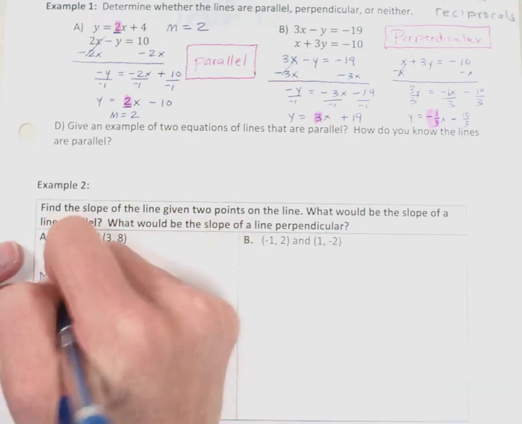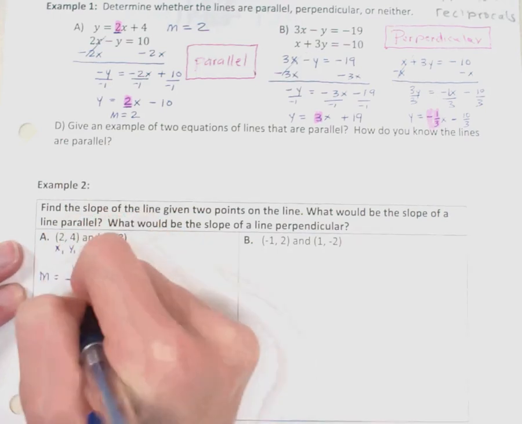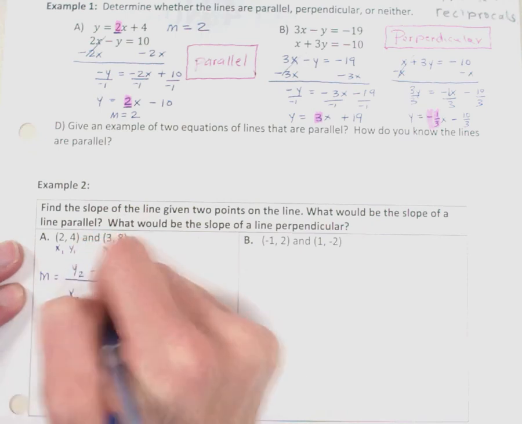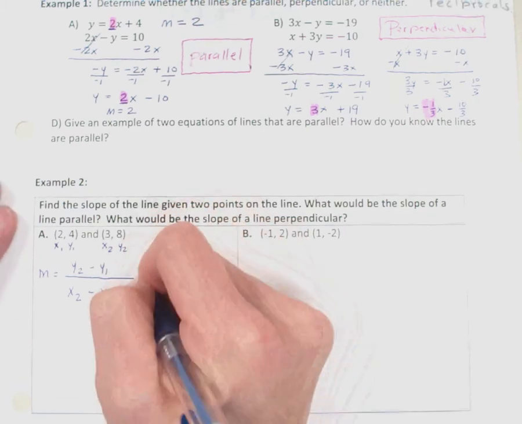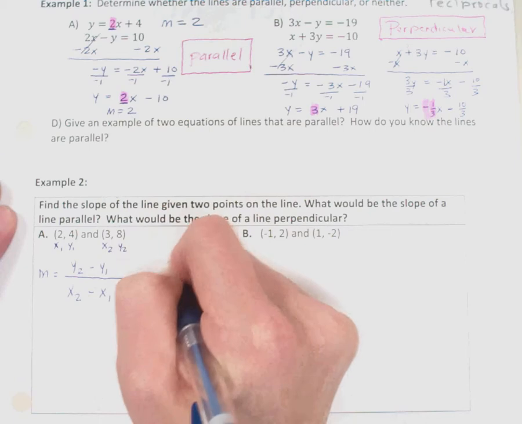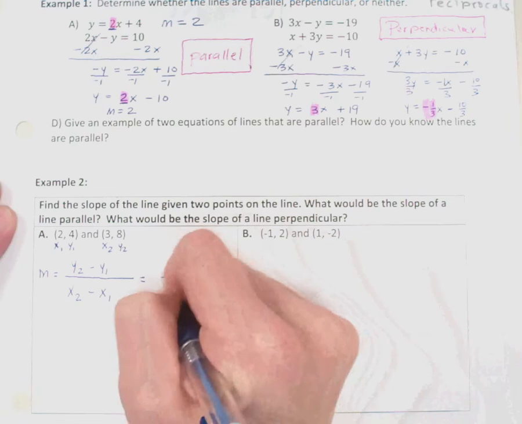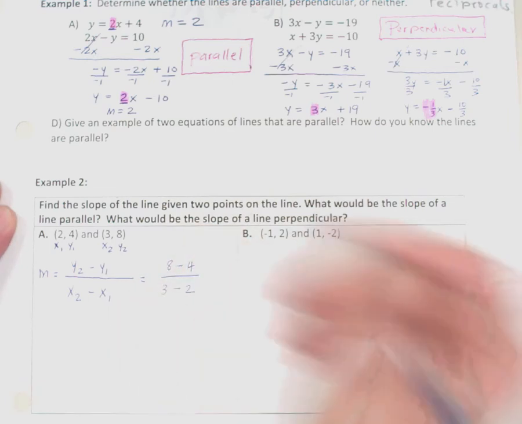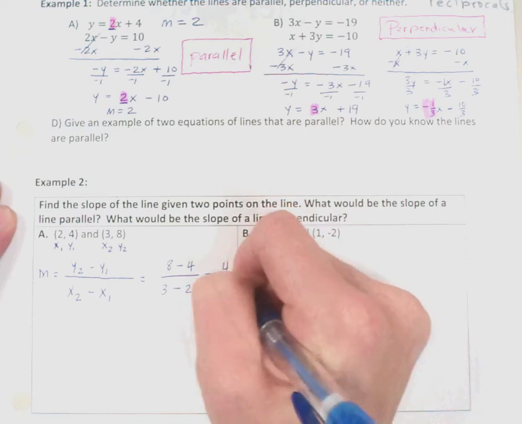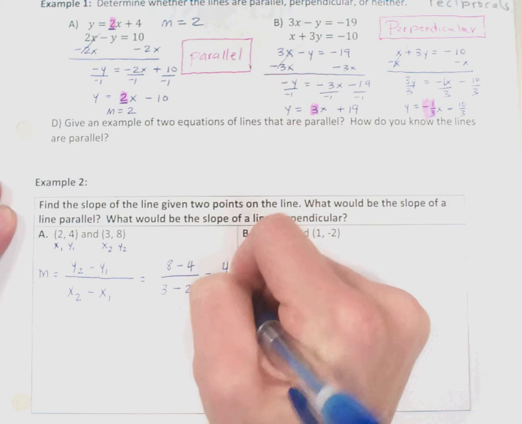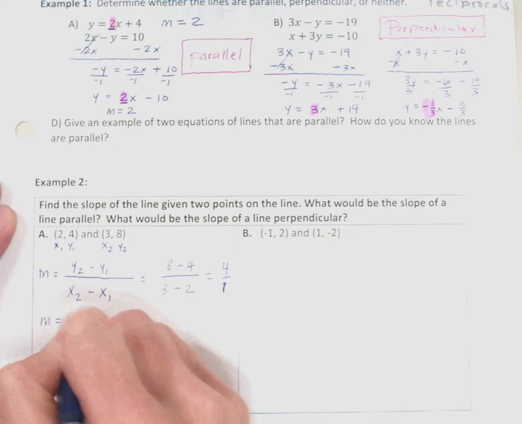I'm going to plug this in the slope formula. Slope formula is y sub 2 minus y sub 1, all divided by x sub 2 minus x sub 1. Plug in the values that correspond to the variable. So in my numerator, I have 8 minus 4. In the denominator, I have 3 minus 2. Simplify. 8 minus 4 is 4. 3 minus 2 is 1. And 4 divided by 1 is 4. So the slope is 4.